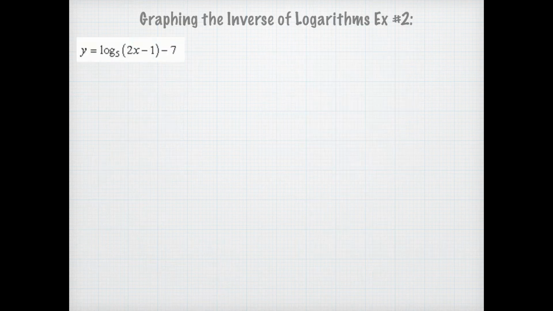All right, second example. Keep in mind that the value 2x minus 1, that value in there, cannot equal 0, which means my vertical asymptote is going to be x equals 1/2.